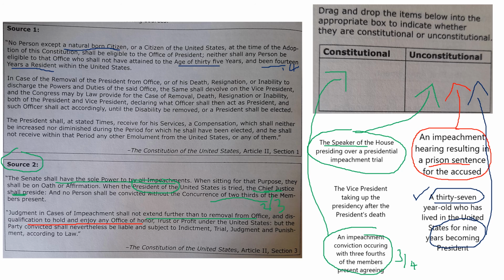Let's continue. In the case of the removal of the president from office, or he dies, or he's resigned, or he cannot do his job anymore, then the office shall devolve on the vice president. If the president is removed for any reason, then the vice president shall become the president. So the vice president becomes the president after the president's death. This is what the Constitution says. So this is constitutional. Remember, constitutional means follows the Constitution. Unconstitutional means breaks the Constitution.